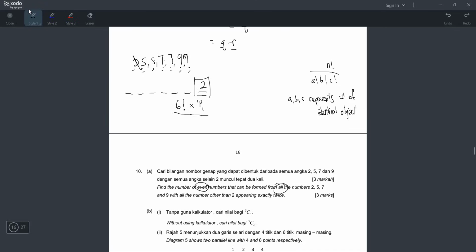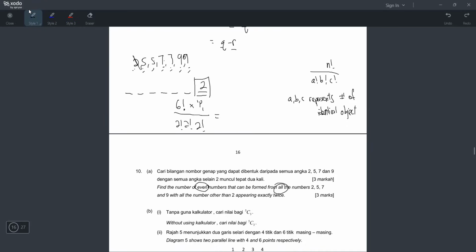But don't forget to divide with what? A factorial, B factorial, C factorial, because there are identical objects. The other digits that repeat: you can see 5 repeats 2 times, so you have to divide by 2 factorial, because the number of identical objects here is 2. And what about 7? 7 also has 2 identical, so divide by 2 factorial. 9 also has 2 identical, like this, right? And this would be your answer. Do you understand? So remember this formula. A, B, C represent the number of identical objects.